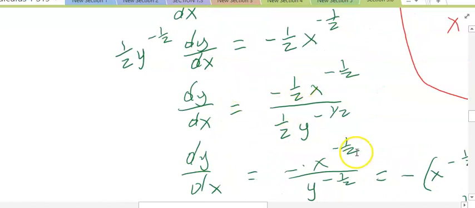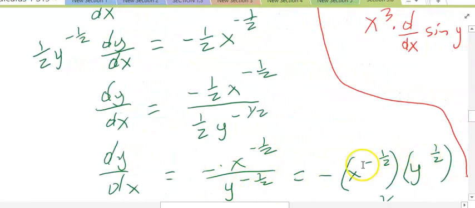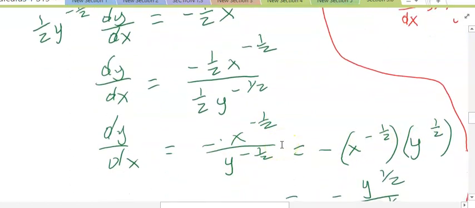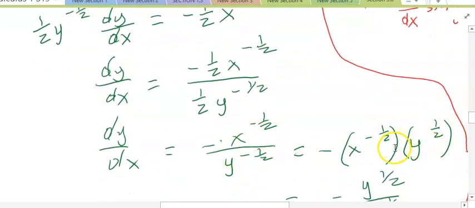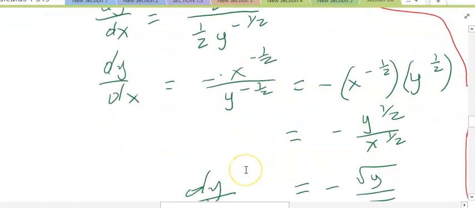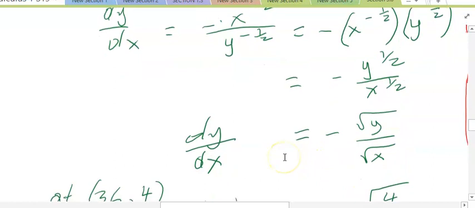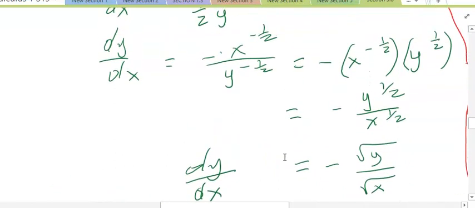The 1/2s cancel. Then we can rewrite this as a power function, or this quotient as a product, and then just keep on rewriting. You end up with negative y to the 1/2 over x to the 1/2, and then try to write it back in our original form. It will become negative radical y over radical x. We can leave it right there. And that's good.